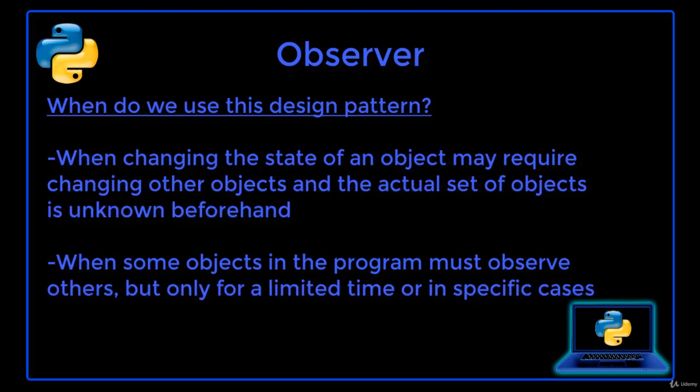We use the observer pattern when changing the state of an object may require changing other objects, and the actual set of objects is unknown beforehand, or when some objects in the program must observe others, but only for a limited time or in specific cases.